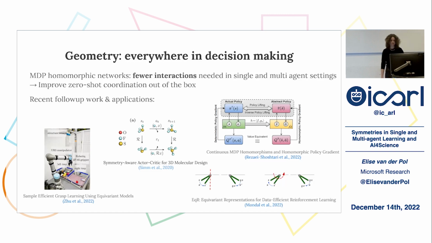To go a little bit back to an earlier slide. This geometry that I talked about today, you can really find it everywhere in decision-making problems. So I talked about the single and multi-agent setting before. Here are some follow-up works as well. There are even some works on, for example, embedding it in planning algorithms and stuff like this. And now it also turns out that you can use this to improve zero-shot coordination just out of the box. I think that's very cool. I think it's a super exciting field, and I'm really looking forward to seeing what people are going to come up with next.